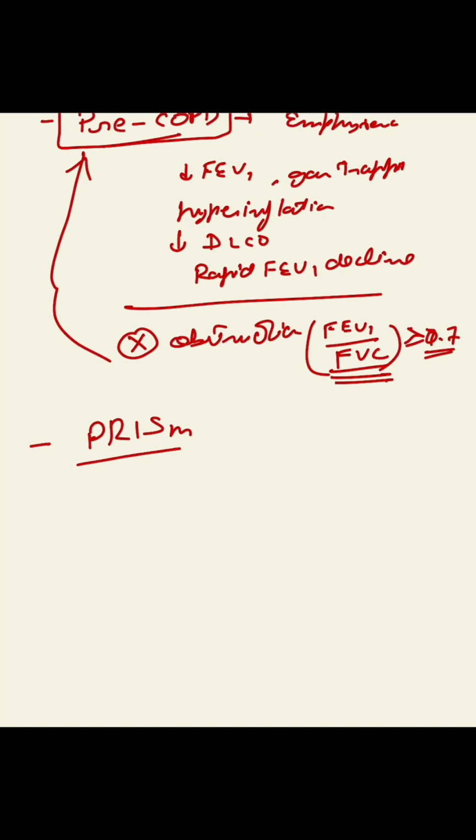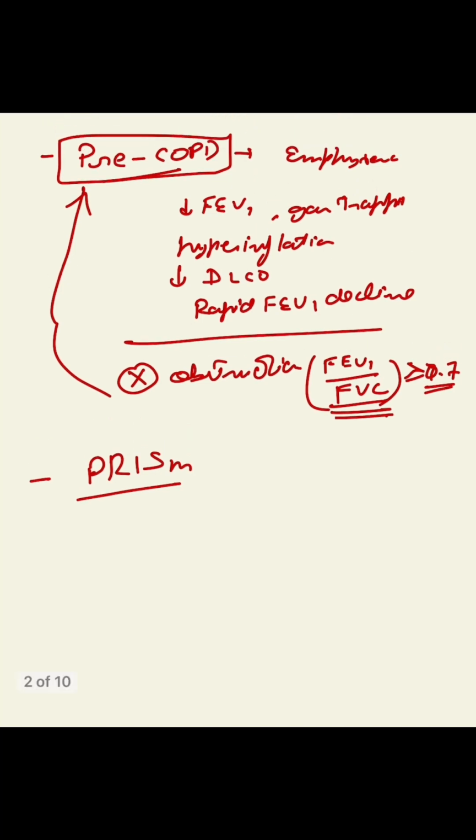These subjects, who are pre-COPD or PRISM patients, can eventually progress to COPD, but not all of them. Some can revert back. There is a provision of reversion. That means the core definition of COPD, that is non-reversibility, is not followed in PRISM and pre-COPD patients.